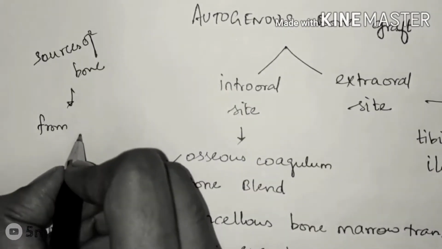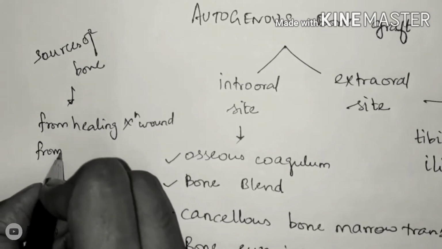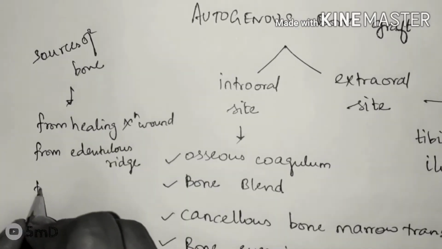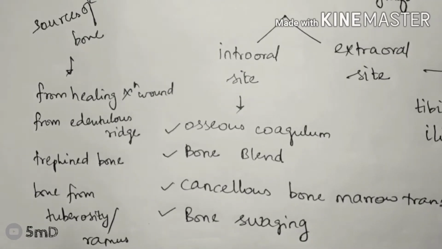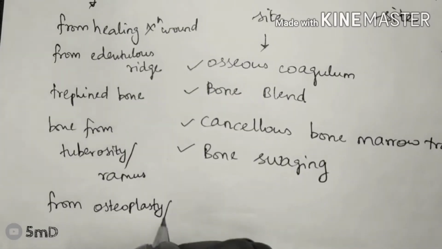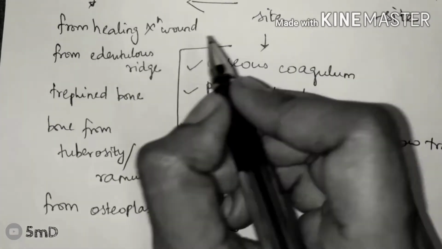And what are the sources of these intraoral site bone graft types? Either from a healing extraction wound or from an edentulous ridge. It could also be obtained from bone, either from the tuberosity or ramus, or from osteoplasty or osteectomy sites.